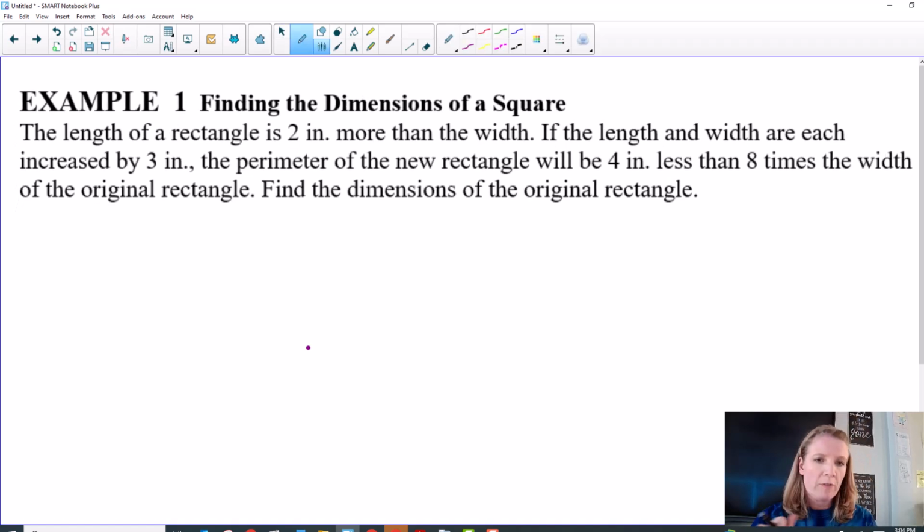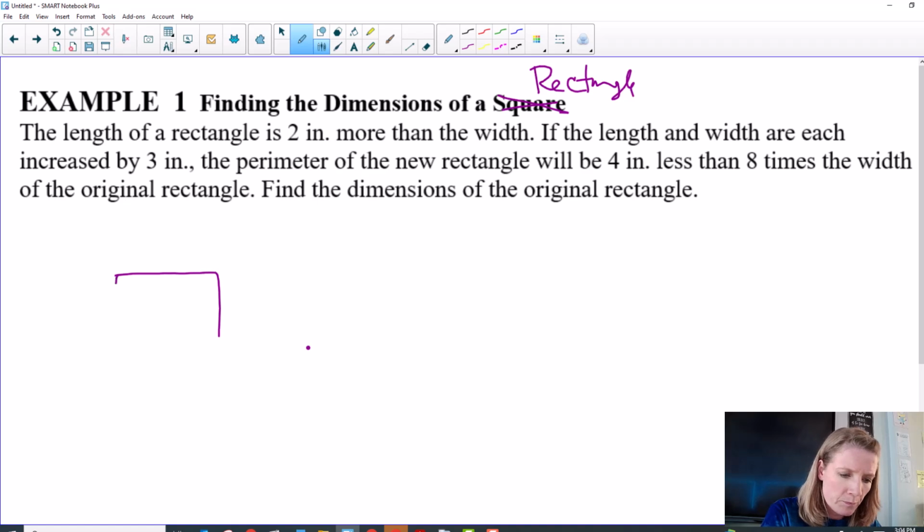So this one, we're finding the dimensions of that should say rectangle. Okay, it says the length of a rectangle is 2 inches more than the width. So I'm just going to stop for a second, and I'm going to draw a picture. And I'm going to call this the length, and that's the width. The length is 2 inches more than the width.